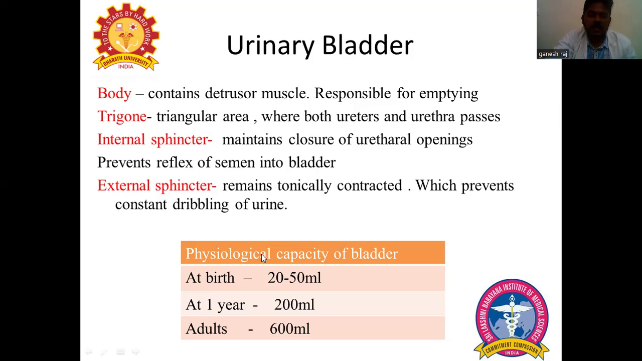So at birth, the capacity of the bladder is only 20 to 50 ml. It is a small size bladder. At 1 year, the bladder size will increase up to 200 ml. Then adults will have a size of 600 ml.